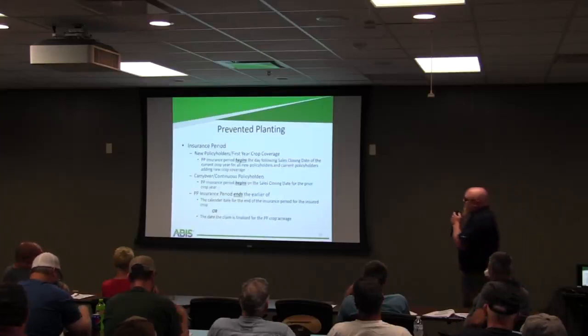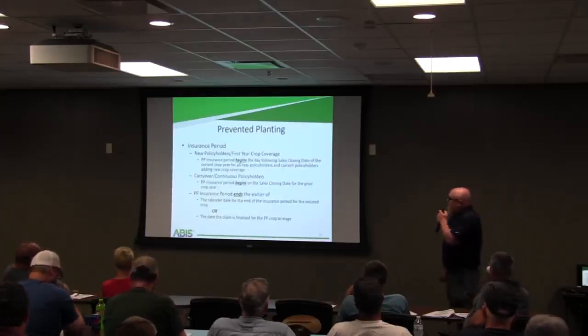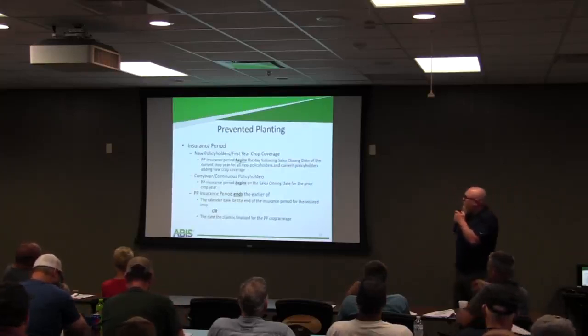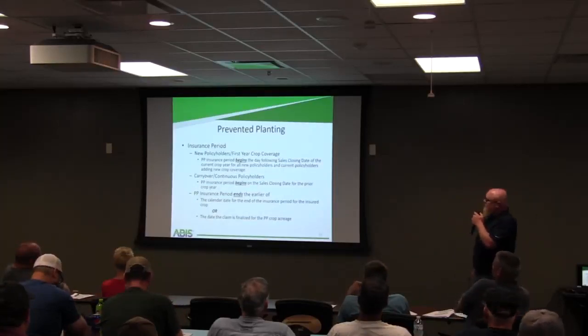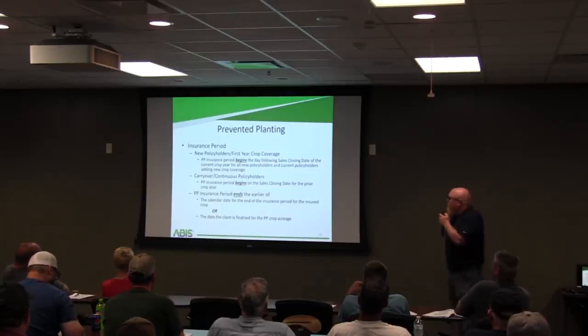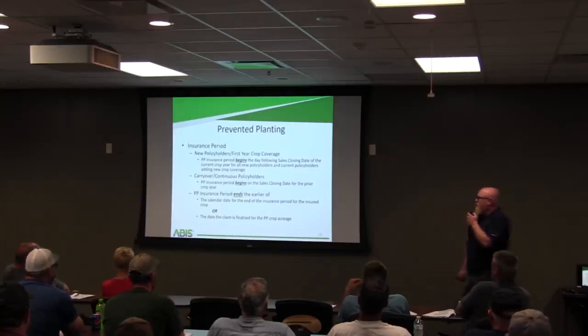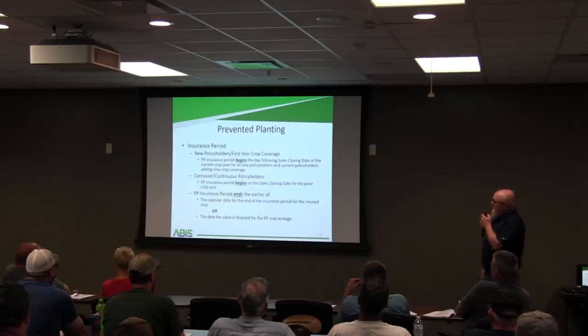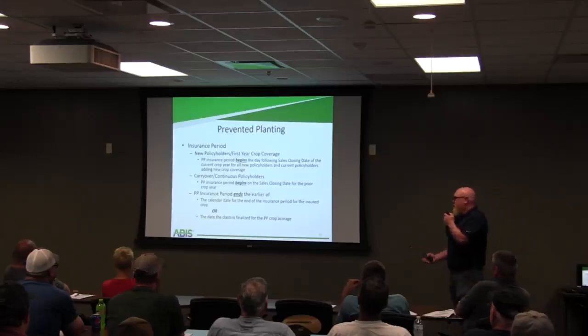For the insurance period, for any new policyholders or your first year in coverage, the insurance period begins the day following sales closing date, so generally March 16th. For carryover and continuous policyholders, it begins on the sales closing. And then it ends on a calendar date for the insurance period, which would be December 10th, or the date your prevented planting coverage is finalized.